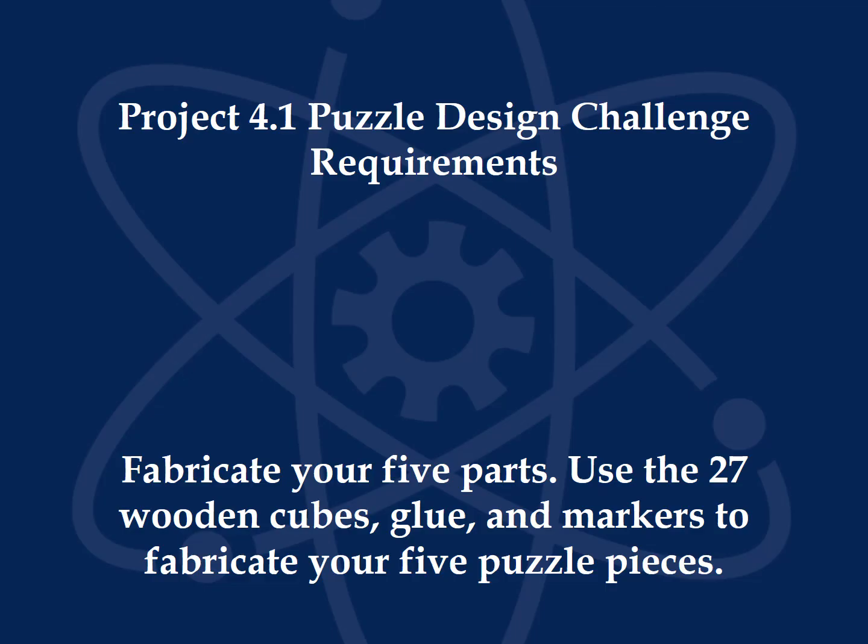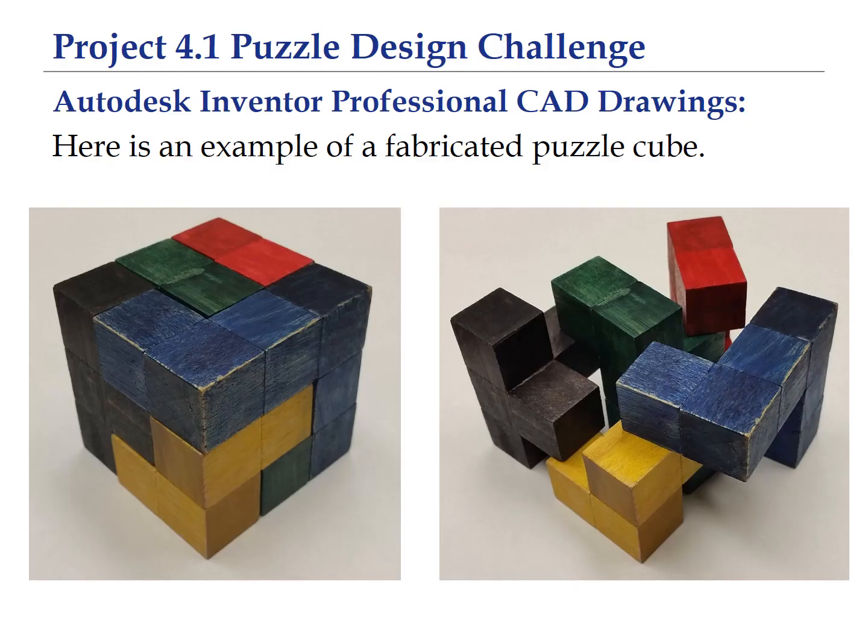The final part of this project is the fabrication of your 5 parts with the 27 wooden cubes that you've been given. You'll use glue and markers to fabricate your 5 puzzle pieces. So here's my assembled, glued together and colored puzzle for my solution number 2. Notice that the blue pieces are glued together and then I colored it blue. You want to be able to let people play this.